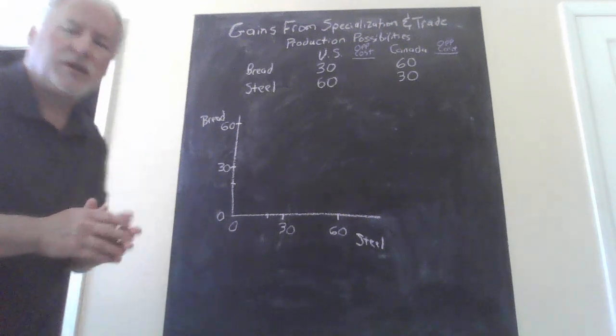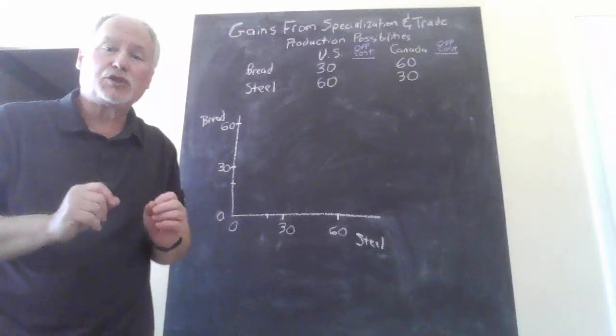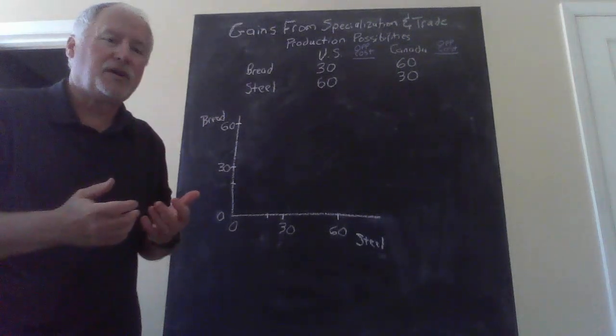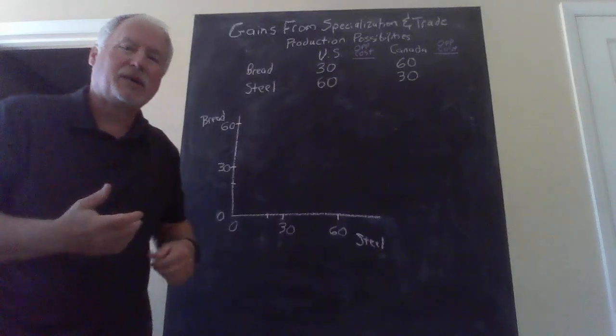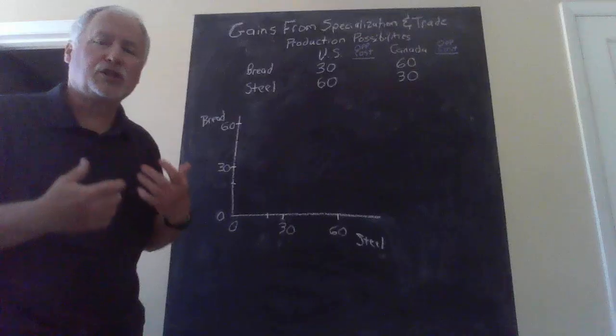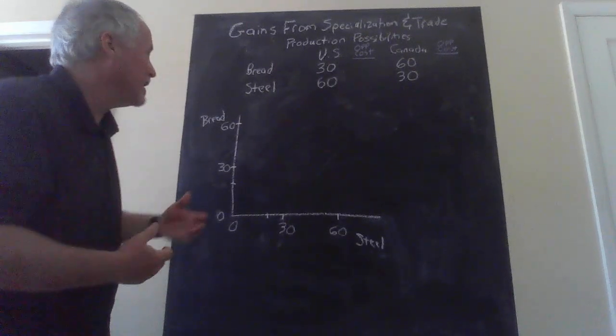All right, so this video is going to talk about actually being able to visualize and see the gains from trade in our model of international trade based on comparative advantage. So we're going to actually show the gains from specialization and trade. We have an example here with the US and Canada again.